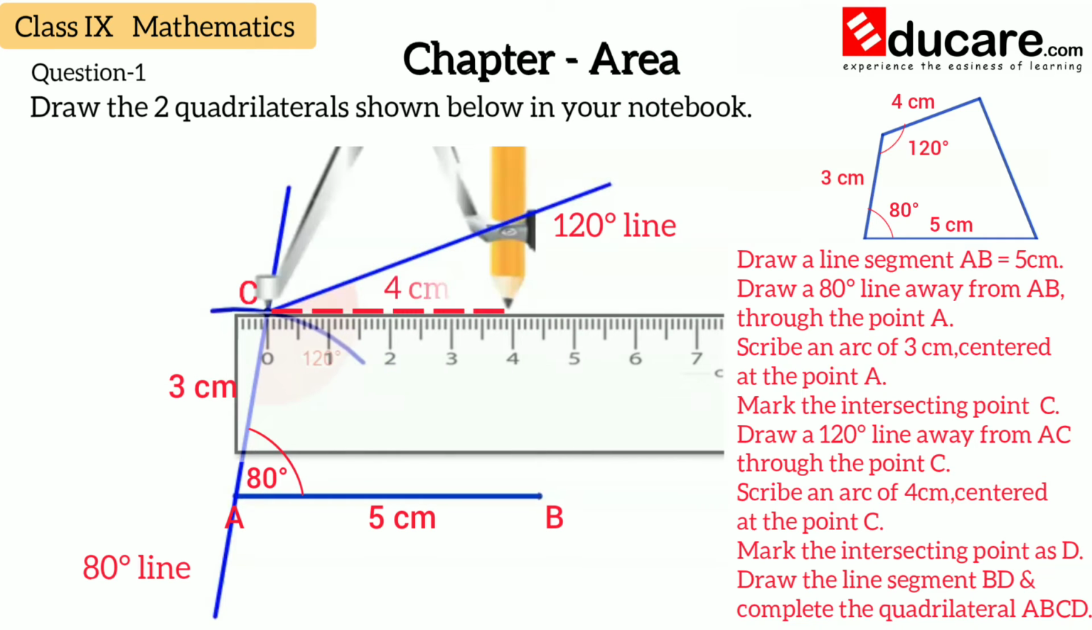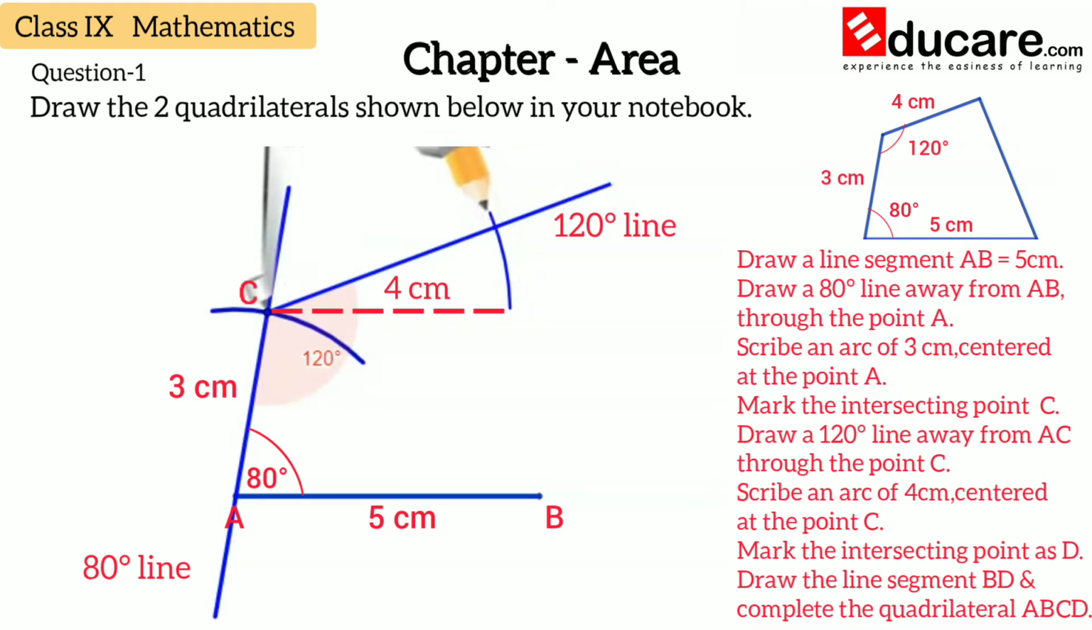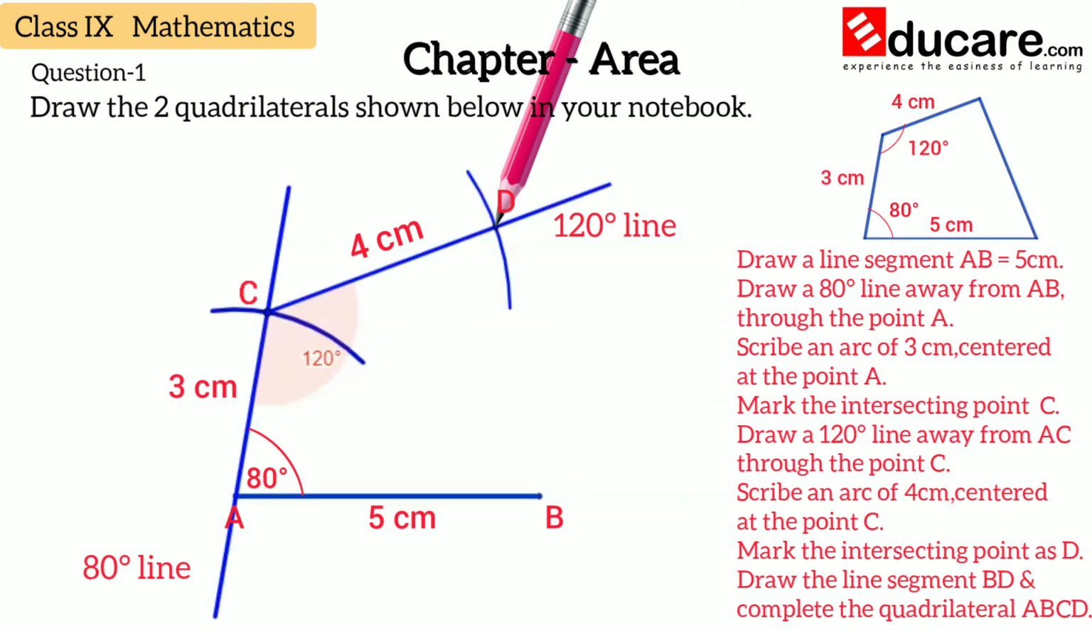Scribe an arc of radius 4 centimeters centered at the point C. The arc intersects the 120 degrees line at the point D. Draw the line segment BD and complete the quadrilateral.